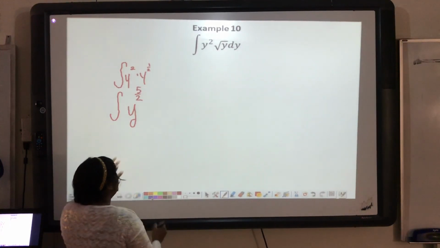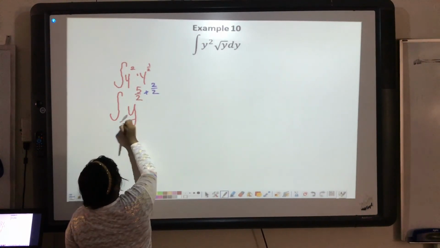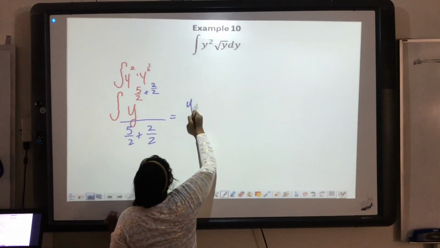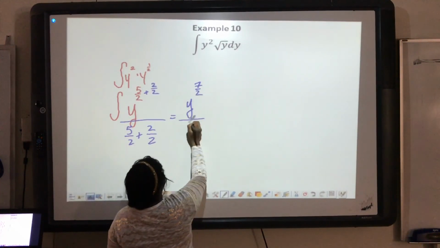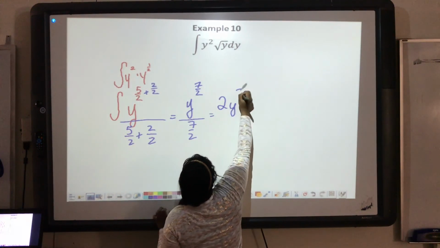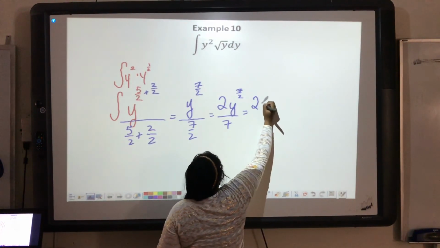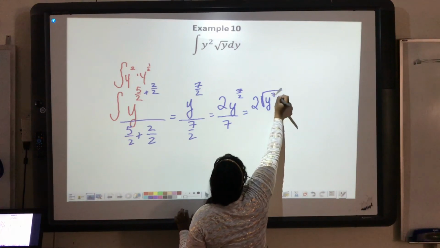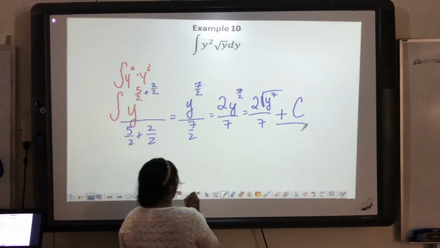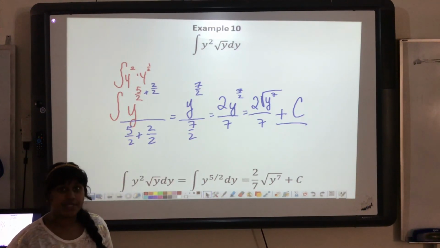I'm going to go ahead and apply my power rule. So step 1, plus 1, all over my new exponent, which is step 2. This becomes y to the 7/2 over 7/2, which becomes 2 times y to the 7/2 over 7, which is 2 square root of y to the 7 over 7 plus c, always plus c. And we can double check, the answer is correct.